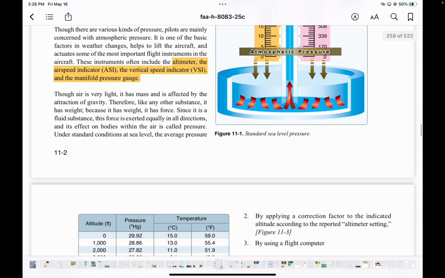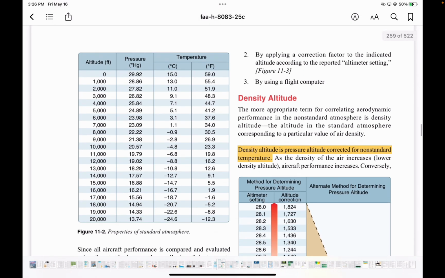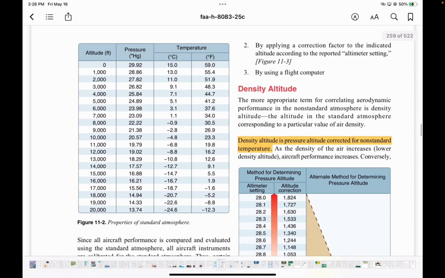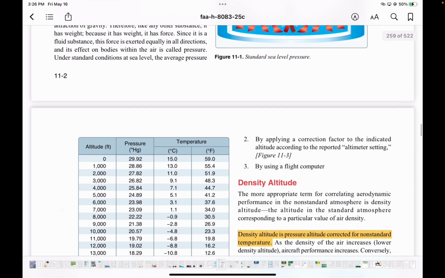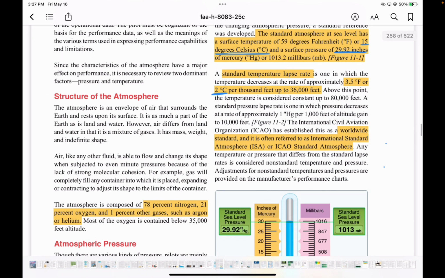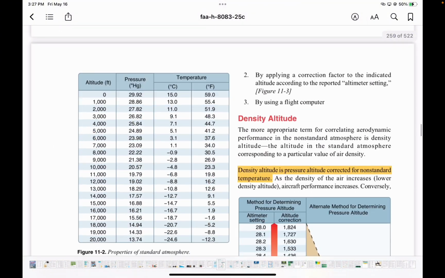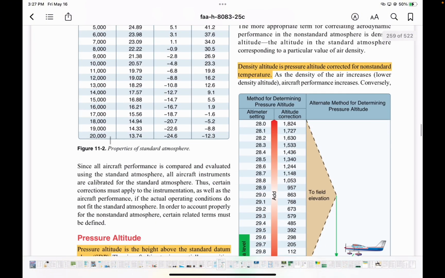And let's keep on continuing. Oh, so this is just a chart just describing what I just said. As you increase in altitude, the pressure decreases and the temperature decreases up to, again, what did it say? 36,000 feet. Well, this table doesn't even go up to 36,000 feet.